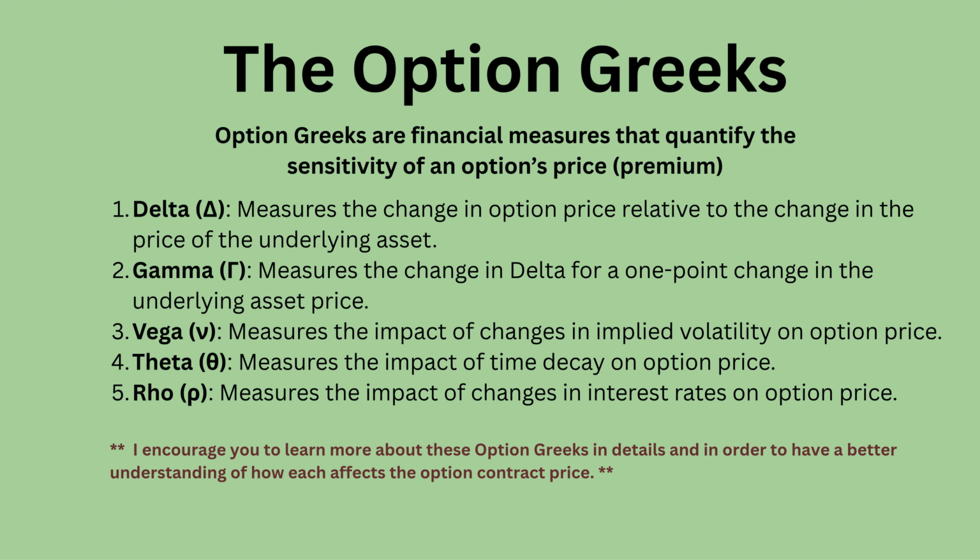Delta, which measures the change in option price relative to the change in the price of the underlying asset. Gamma, which measures the change in delta for a 1-point change in the underlying asset price. Vega, which measures the impact of changes in implied volatility on option price. Theta, which measures the impact of time decay on option price. Rho, which measures the impact of changes in interest rates on option price.